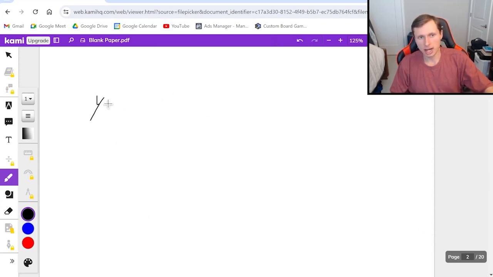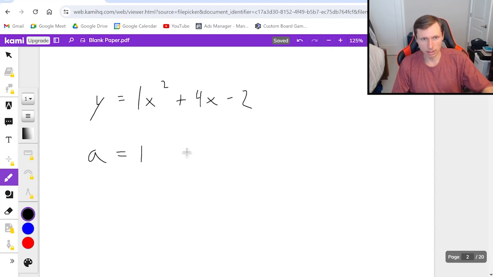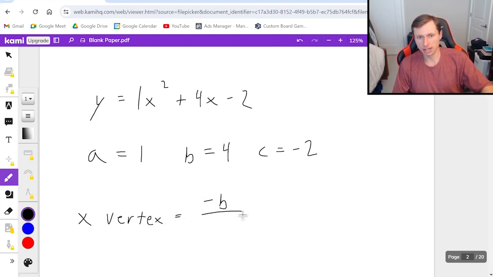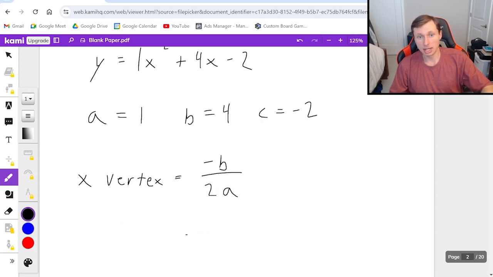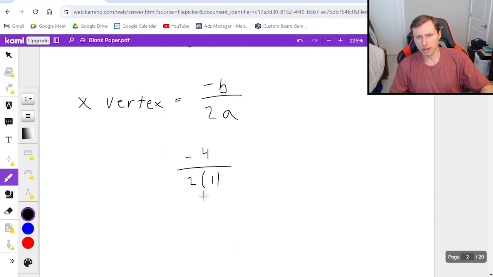So for the first one, I have y equals x squared plus 4x minus 2. So in other words, first thing I should say is a is 1, because there's an invisible 1 in front of the x squared. B is 4, and C is negative 2. So if I want to find the x vertex, it's just equal to negative b over 2a, which is going to be negative 4 over 2 times 1, which is negative 4 divided by 2, that's just going to be negative 2. So that's my x vertex, negative 2.